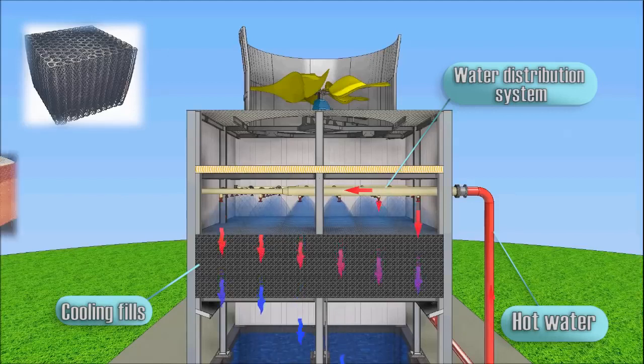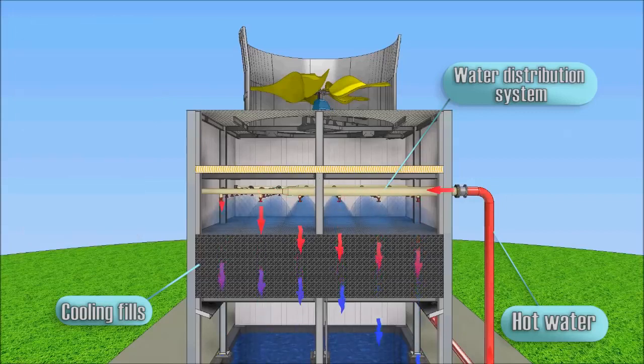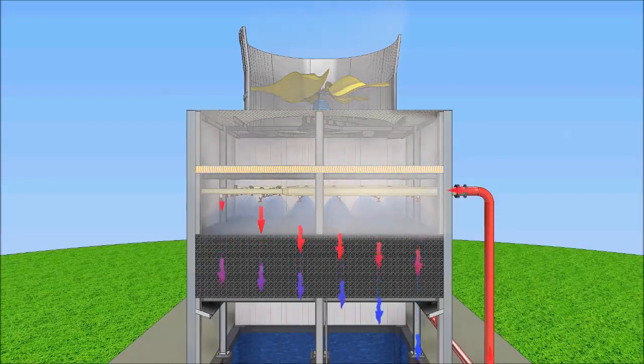On the fills a water film is formed, from the surface of which the water evaporates and encounters airflow. The larger the surface area of the fills, the more intensive is the evaporation of water, and the more efficient is the cooling tower. Evaporation is accompanied by expenditure of energy required to convert liquid to vapor. Humidity of the air increases when water evaporates.